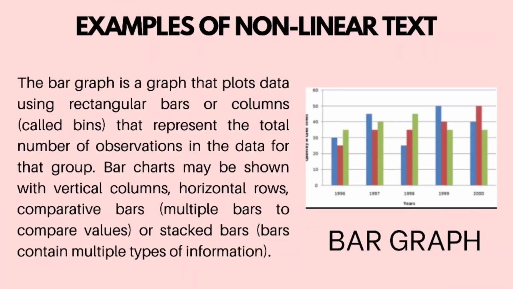Second is the bar graph. The bar graph is a graph that plots data using rectangular bars or columns called bins that represent the total number of observations in the data for that group. Bar charts may be shown with vertical columns, horizontal rows, comparative bars, multiple bars to compare values, or stacked bars. Bars contain multiple types of information.